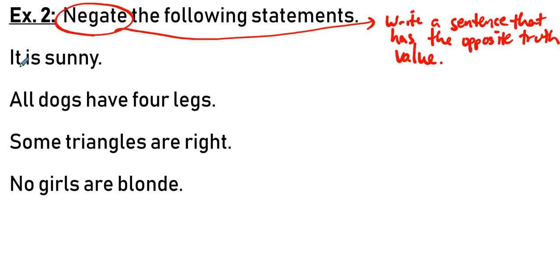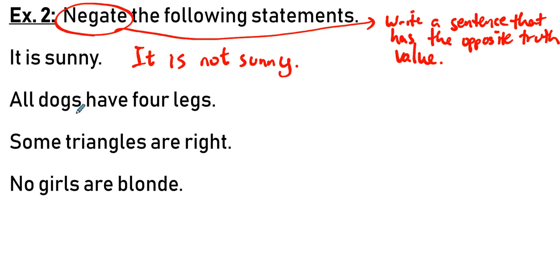So, what is the negation of "it is sunny"? Well, that should be straightforward. It is not sunny. We don't say it is cloudy. We don't say it is raining. We don't say anything that adds more detail. The opposite of "it is sunny" is "it is not sunny."